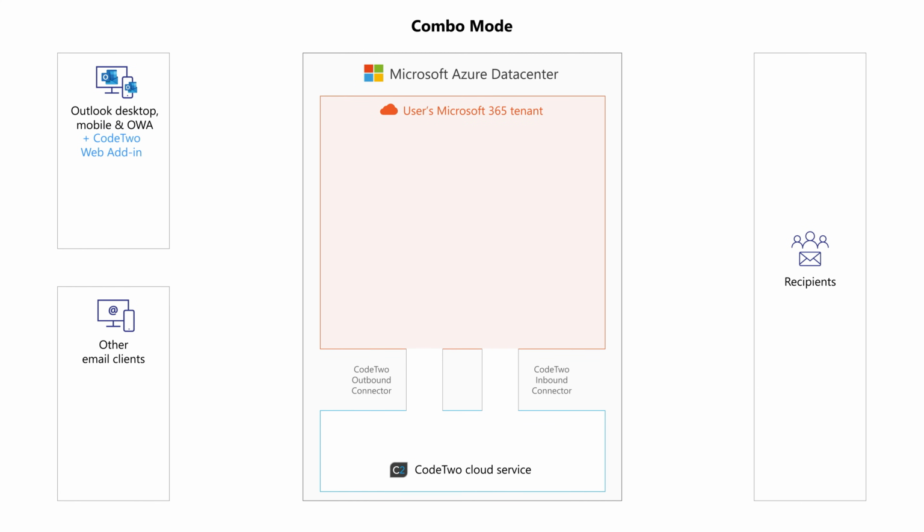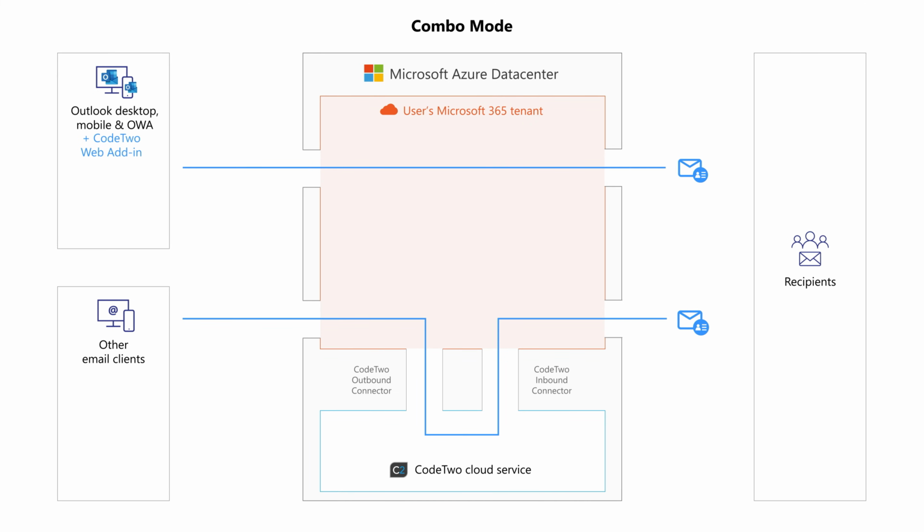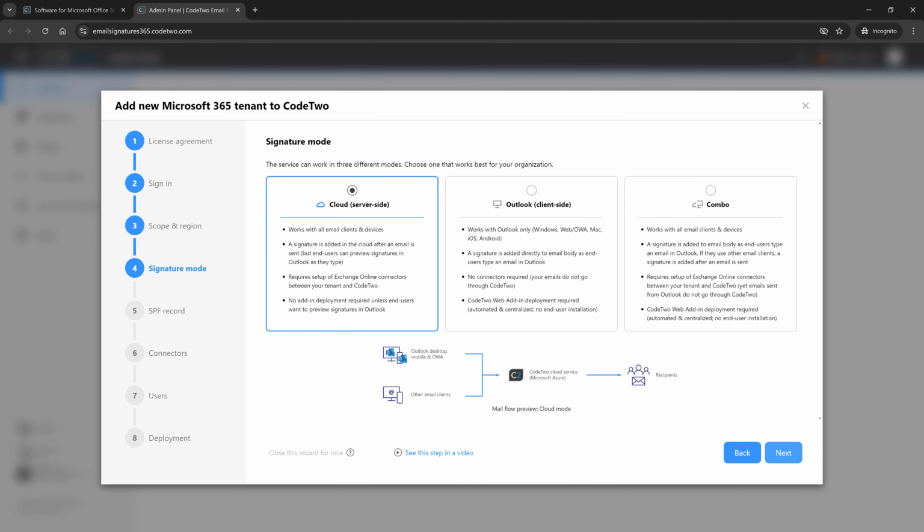If you want the best of both signature modes, use the Combo mode. In this mode, the signatures in Outlook are added as you type an email, while emails sent from other email clients get the signature in the cloud after an email is sent. So if you want full control and want to have signatures added to emails sent from all apps and devices, choose the default mode that adds signatures in the cloud after emails are sent. It's the fastest mode to deploy, and you can always change it later if you want to.